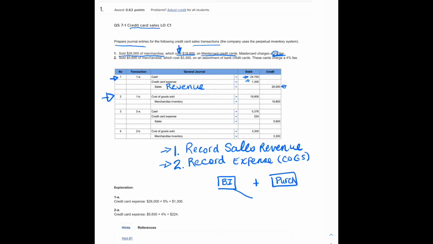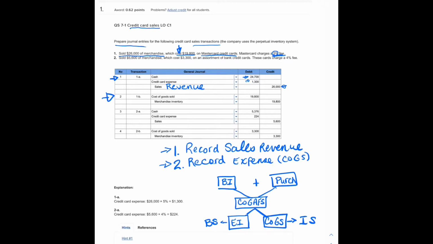You've got beginning inventory plus your purchases, which gives you something that we call cost of goods available for sale. And then that has to end in one of two locations. It either ends in ending inventory or in cost of goods sold. And if it ends in ending inventory, this goes on the balance sheet. But if it ends in cost of goods sold, this goes on the income statement. So that's all we see here.